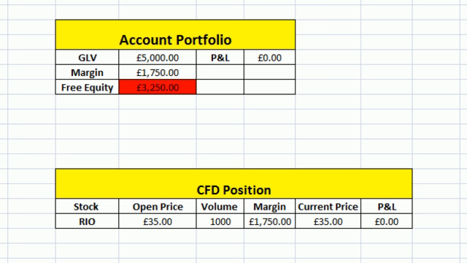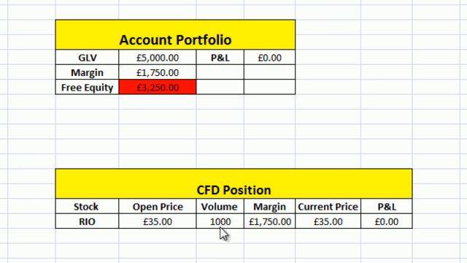So what we've got here is a CFD position that we're going to enter. And up here is our account portfolio, just some very basic financials to understand how it works. We're going to start with $5,000 in equity. We're going to open a position in Rio at 35 quid. The volume we're going to buy is 1,000.